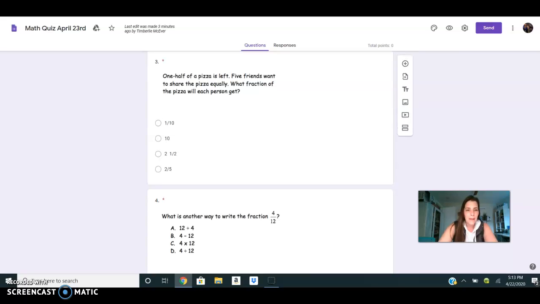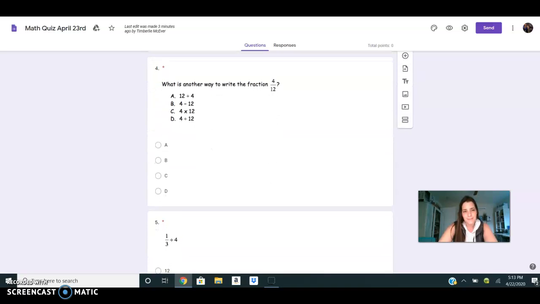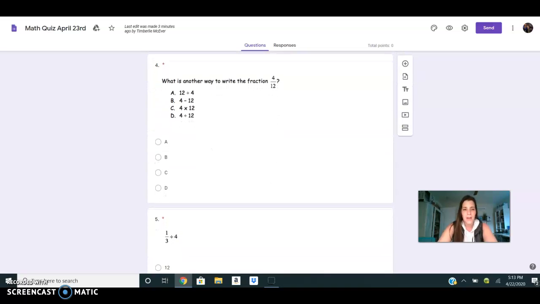Number 3, 1/2 of a pizza is left. 5 friends want to share the pizza equally. What fraction of the pizza will each person get? Number 4, what is another way to write the fraction 4/12, or 4/12 if you prefer?